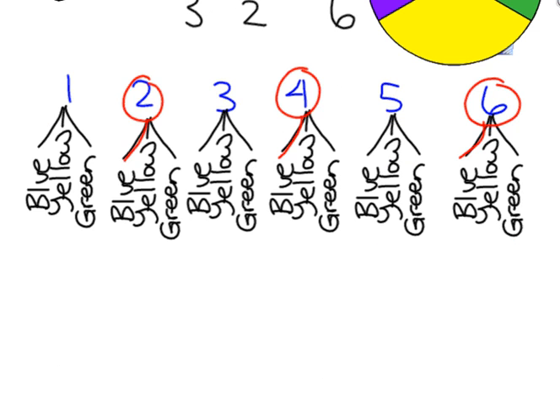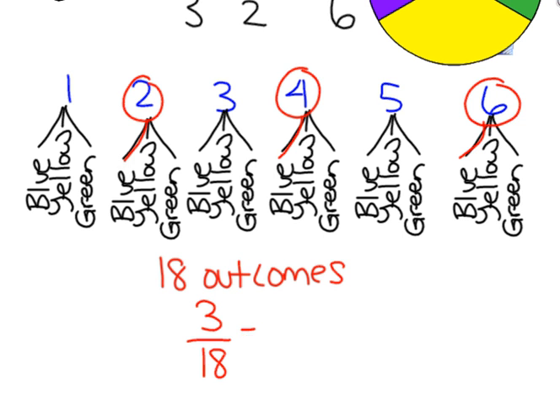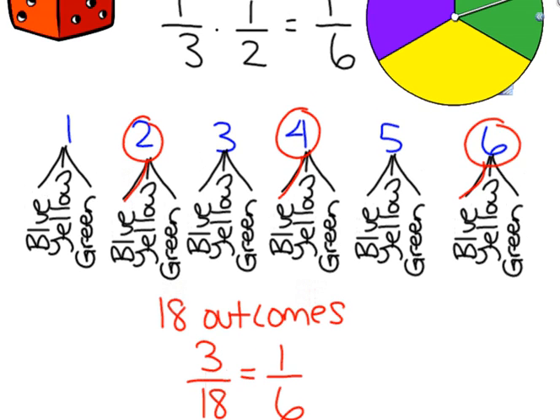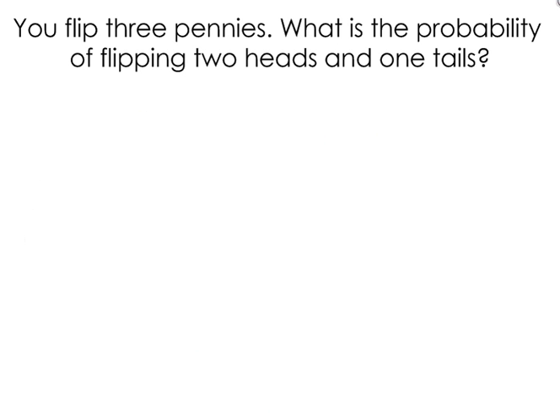So looking at my tree diagram, there are a total of 18 outcomes. And I just emphasized 3 out of the 18. So 3 out of 18, if I divide by 3, would get me back to 1/6. And that's the exact same thing I got using the shortcut above.